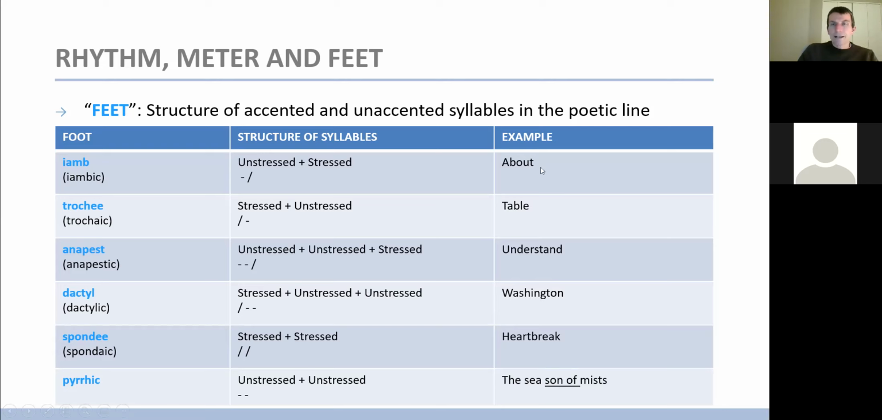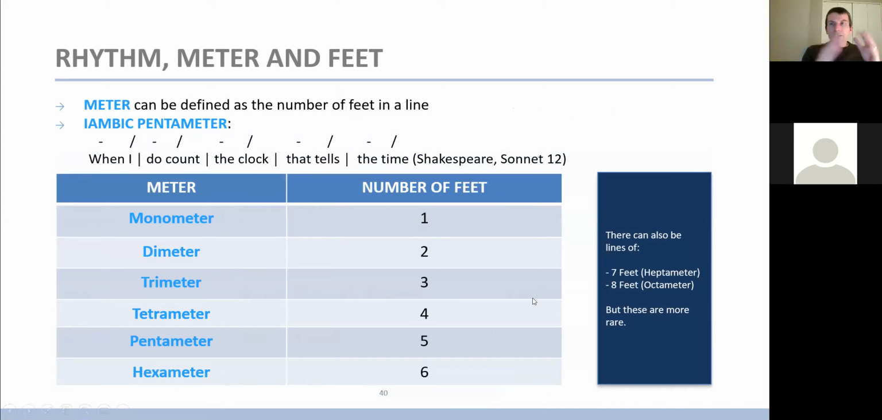And like I said, a lot of words or strings of words will be iambic, like "about." And then the opposite, stressed, unstressed, "table." Okay. So that's the iamb part. And then iambic pentameter, right? So that's what I know. I know iambic and I know pentameter.